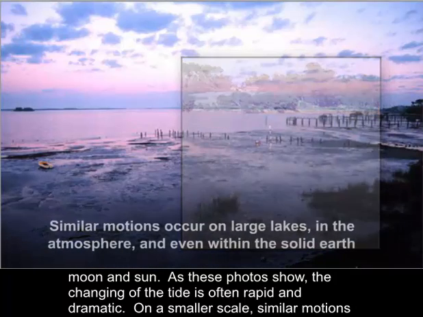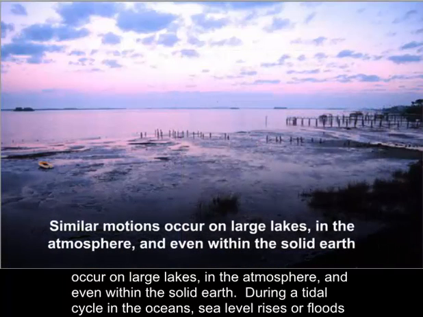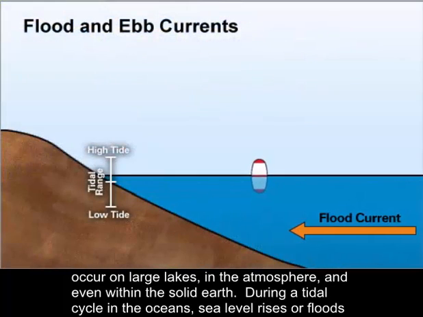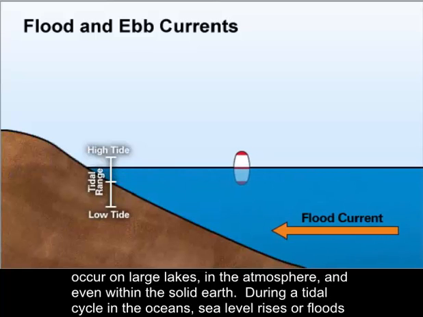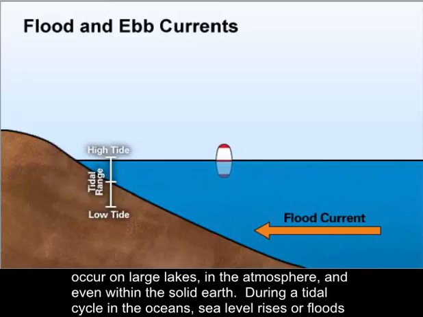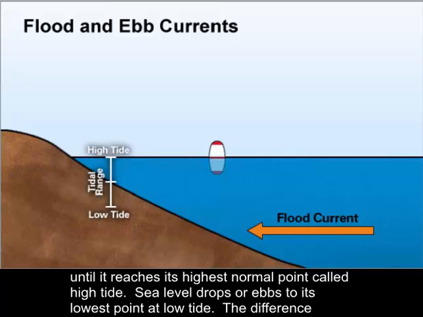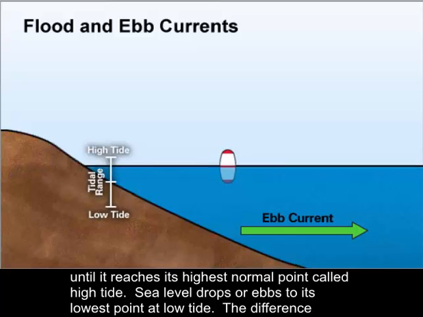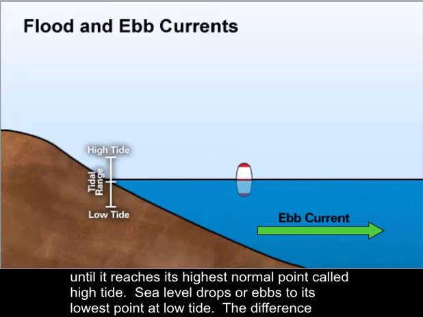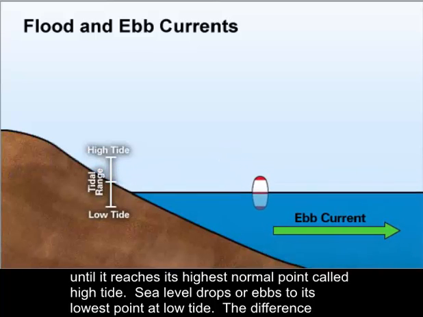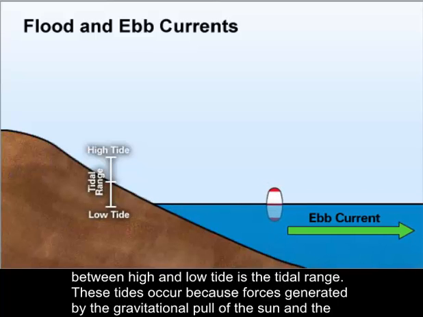On a smaller scale, similar motions occur on large lakes, in the atmosphere, and even within the solid Earth. During a tidal cycle in the oceans, sea level rises, or floods, until it reaches its highest normal point, called high tide. Sea level drops, or ebbs, to its lowest point at low tide. The difference between high and low tide is the tidal range.